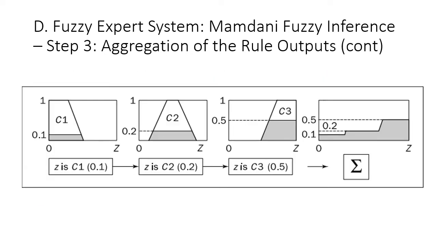And if you look at this figure here, this figure is the result of rule 1. This one is the result of rule 2, and this is the result of rule 3. So we will be combining all these 3 into a single output set. So this is the result of the aggregation. So this is one set. This is the resulting set.